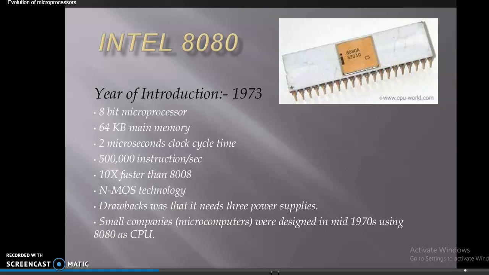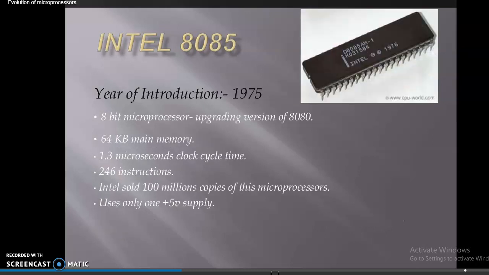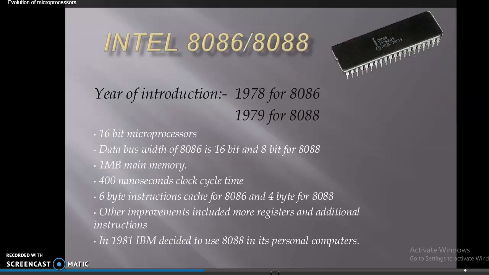After that, Intel introduced another microprocessor called Intel 8085 in the year 1975. It is also an 8-bit microprocessor, an upgraded version of 8080. Its memory is 64 KB. It uses 246 instructions. Intel sold 100 million copies of this microprocessor, so this is one of the successful microprocessors for the Intel Corporation. Till now we are still using this 8085 in laboratories for students.